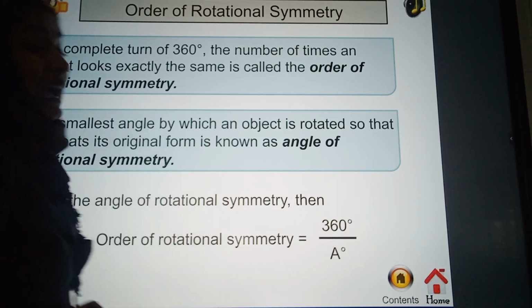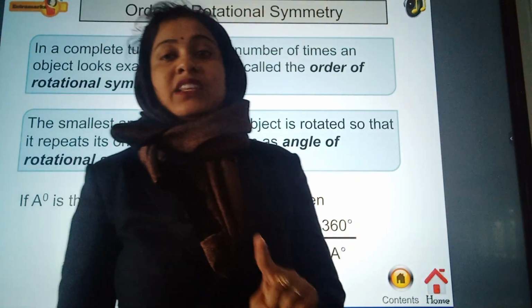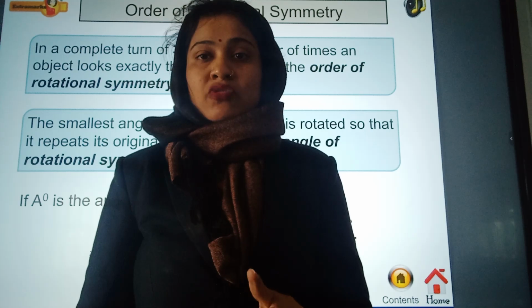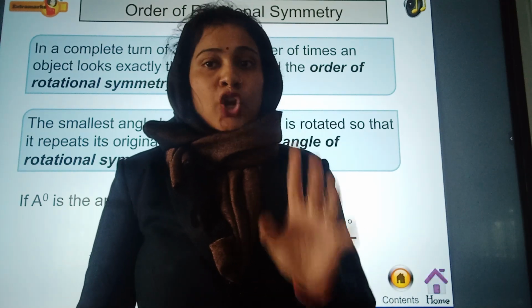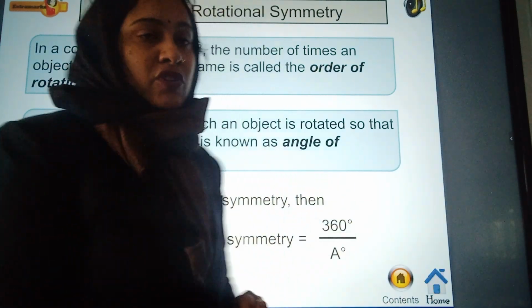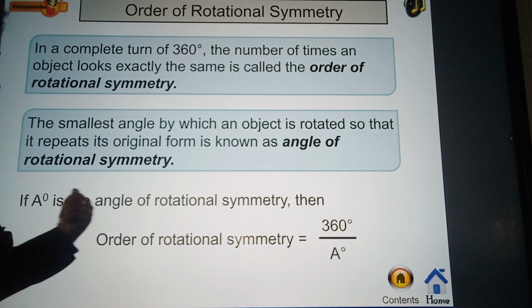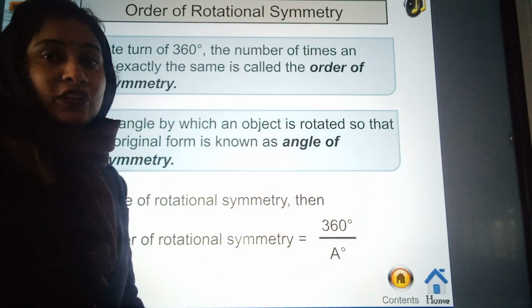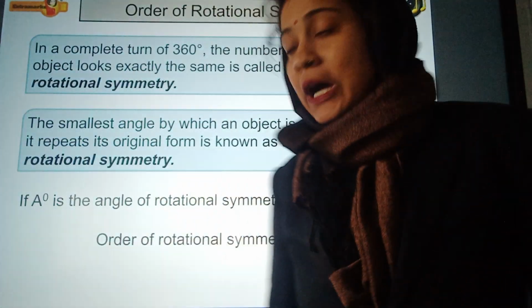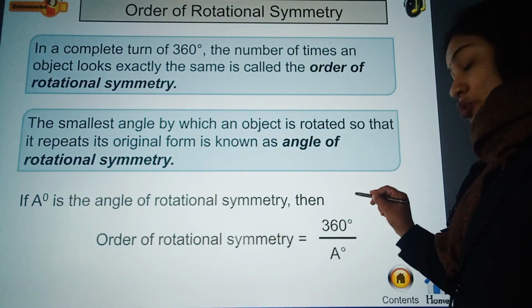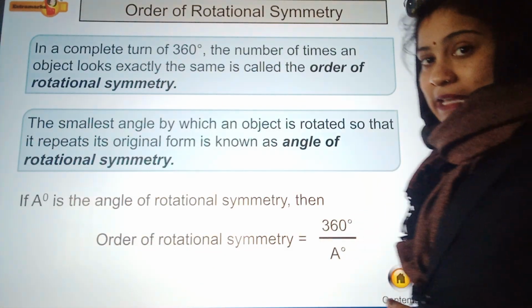The smallest angle, the very first angle at which we get rotational symmetry, is known as the angle of rotational symmetry. Now with the angle of rotational symmetry, how can we find the order of rotation? There is a formula. Order of rotation is equal to 360 degree upon a degree.